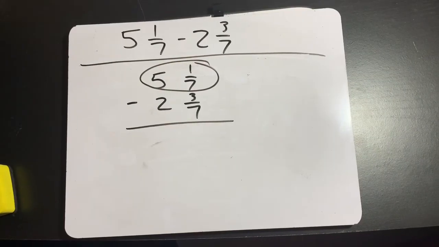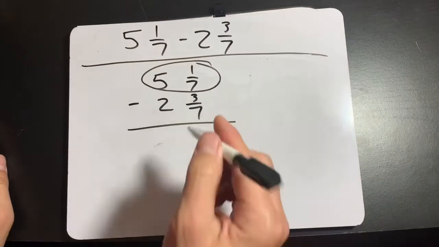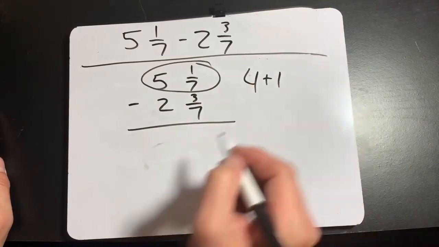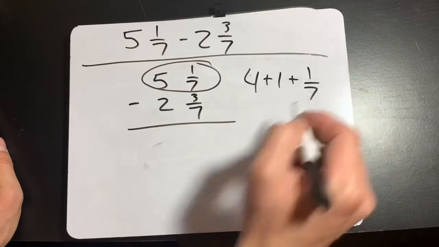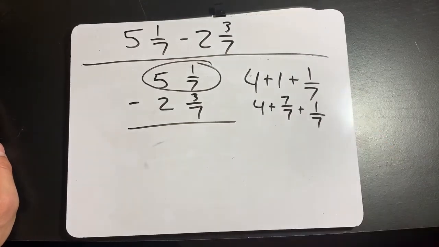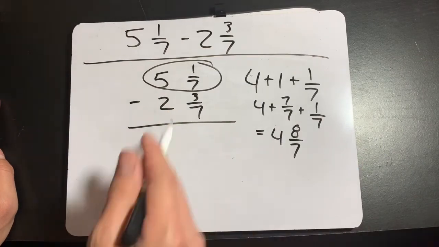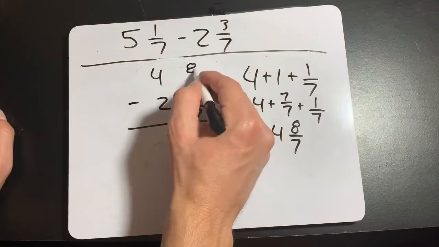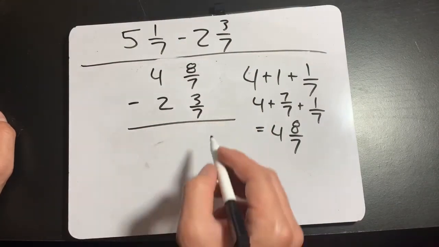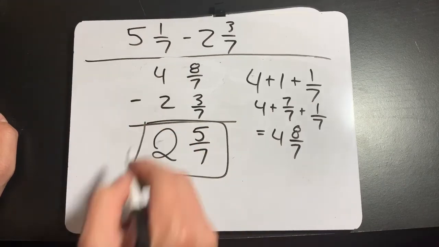On this next setup, I cannot take 3/7 from 1/7. 1/7 is just too small. So I have to do something like I showed you in the beginning. I make a whole fraction. So 4 plus 7/7 plus 1/7. And now that becomes 4 8/7. Now I can subtract more cleanly. 8/7 minus 3/7 is 5/7. And 4 minus 2 is 2. My answer, 2 5/7. Thank you for watching.